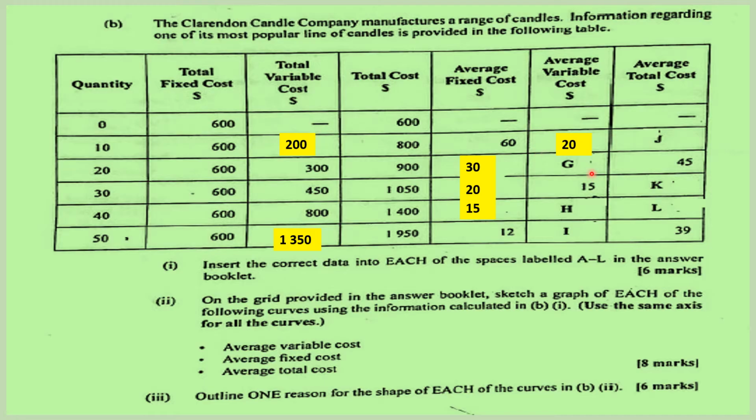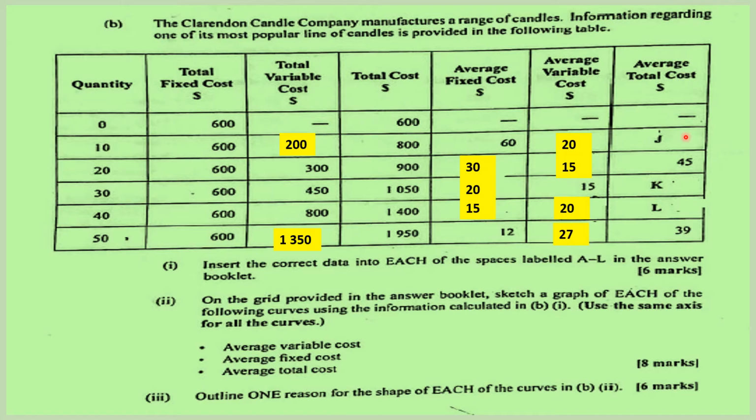G, an average variable cost of 300 divided by 20, we'll get 15. And then H, 800 divided by 40, we'll get 20. And I would be 1350 divided by 50, and we will get 27.